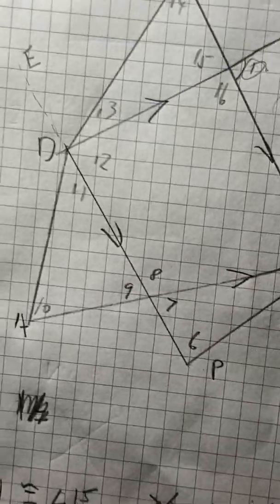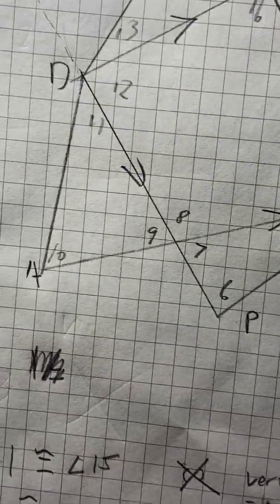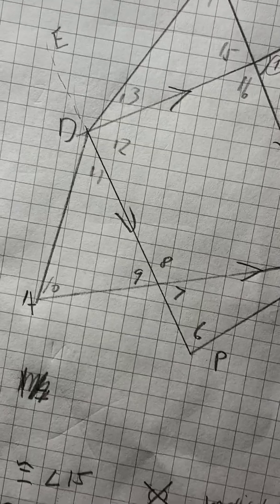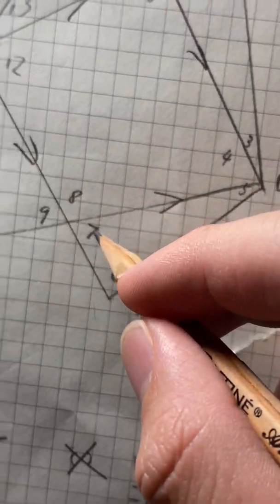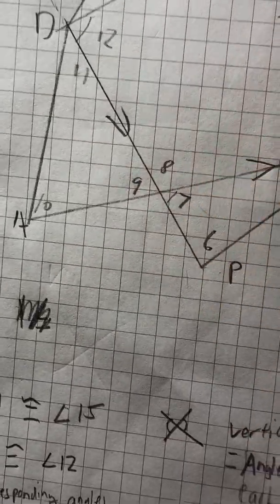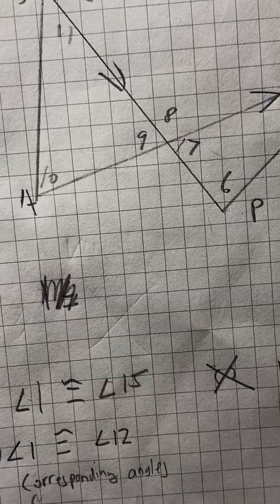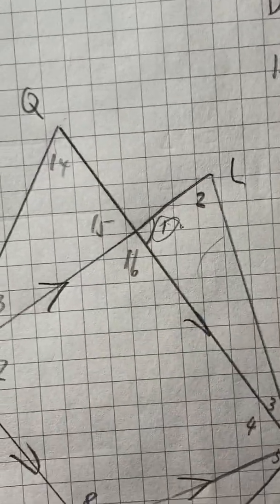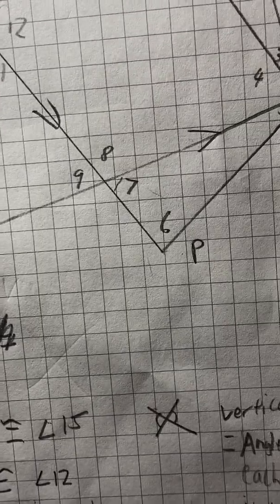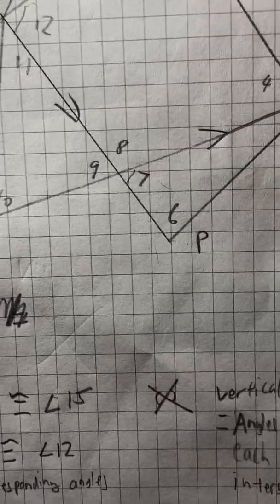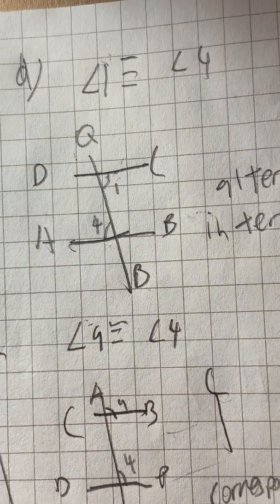Angle 12 and angle 7, as you can see, are corresponding because they share the same location right here and right here. Also, angle 9 and angle 7 have a relationship themselves, as you can see. Just like angle 15 and angle 1, they are vertical angles. They're opposite angles, so the vertical angle theorem also applies. Move on to number D.